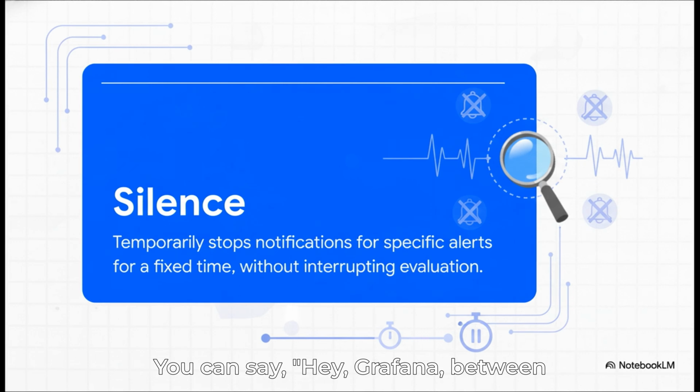You can say, hey, Grafana, between 2 p.m. and 4 p.m. today, just don't send me any notifications for these specific alerts. The really important thing to know is that Grafana is still evaluating the rules in the background. It's just not bugging you about them.